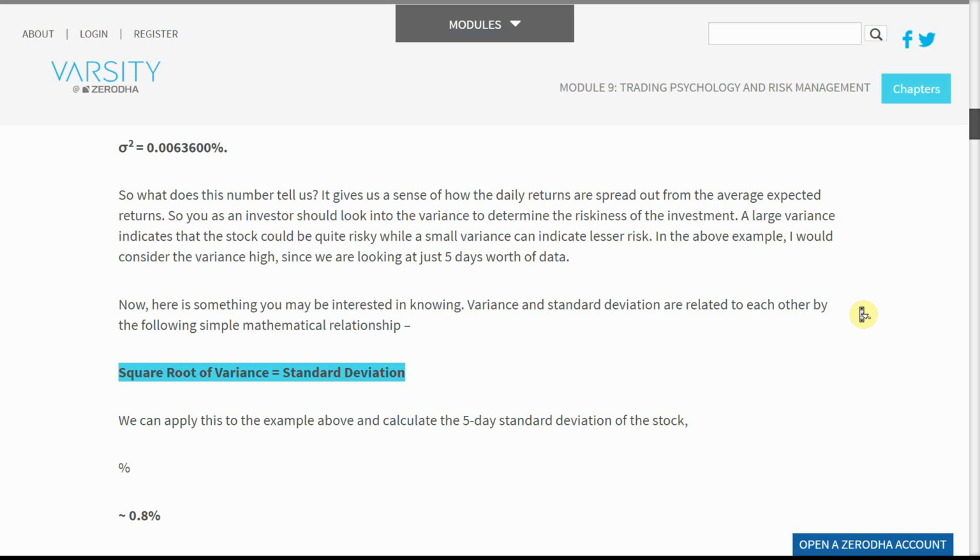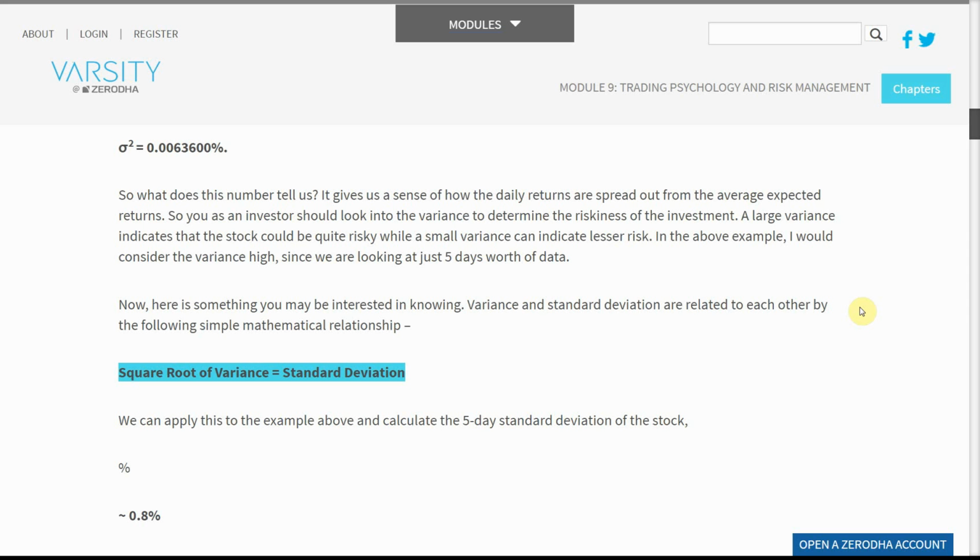It gives us a sense of how the daily returns are spread out from the average expected returns. So you as an investor should look into the variance to determine the riskiness of the investment. A large variance indicates that the stock could be quite risky, while a small variance can indicate lesser risk. In the above example, I would consider the variance high, since we are looking at just 5 days worth of data.